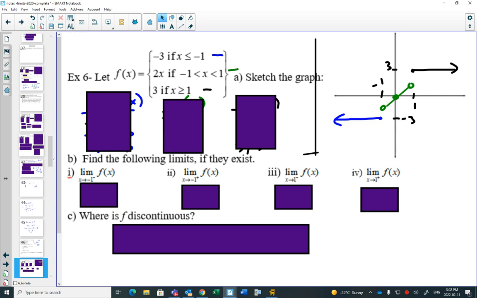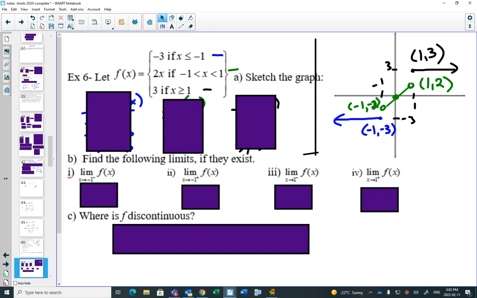We might find it helpful on this graph to label that we have the point (-1, -3). We have the hole at (-1, -2), sorry. We've got this hole at (1, 2). And on my black graph, I've got the point (1, 3). Those places where it changes from one graph to the other, those would be good ones to label.